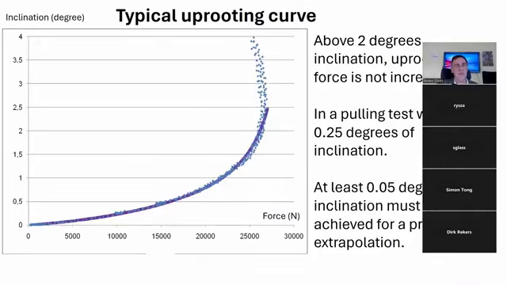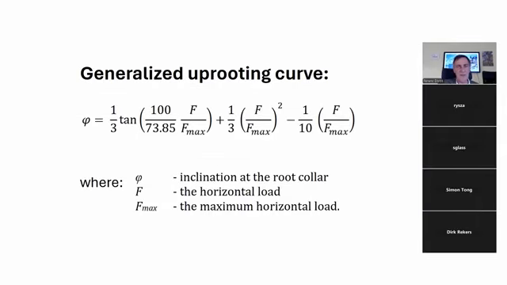How does this generalized uprooting curve work? I can tell you it's pretty well. Over 2 degree inclination, the applied force is not increasing anymore. As I mentioned, we need to stop at 0.2, 0.25 degree. And it's important that at least 0.05 degree inclination must be achieved for a proper extrapolation. Higher angle is better, but the minimum is 0.05.